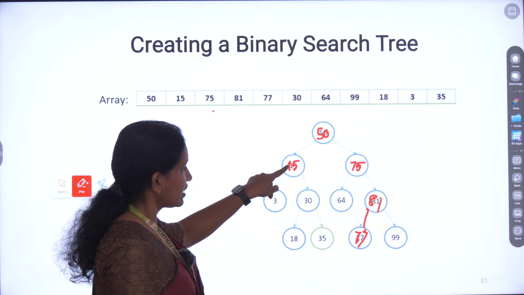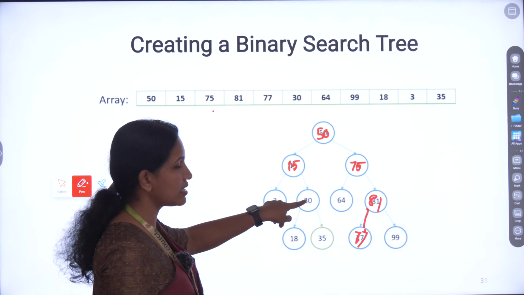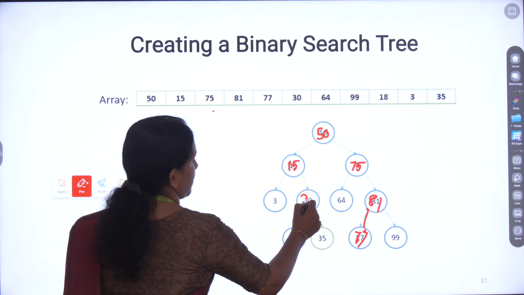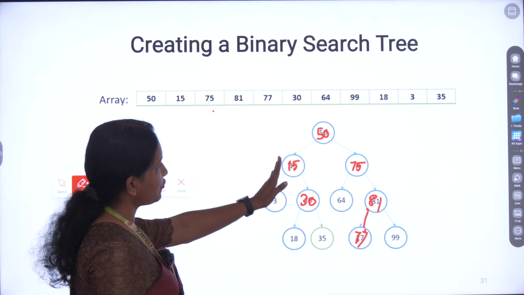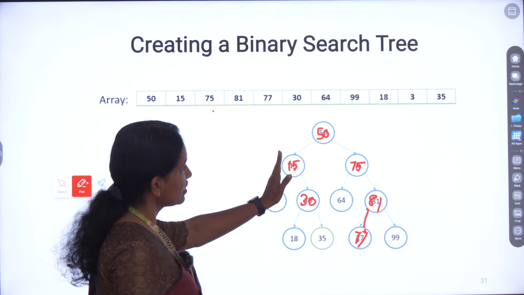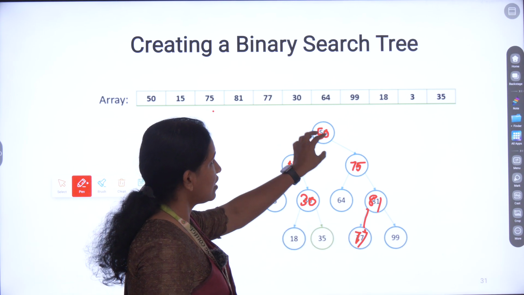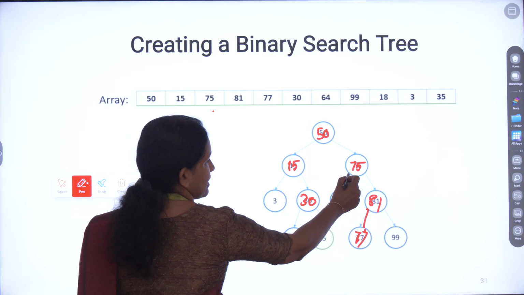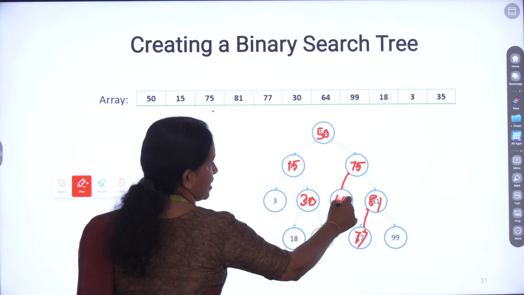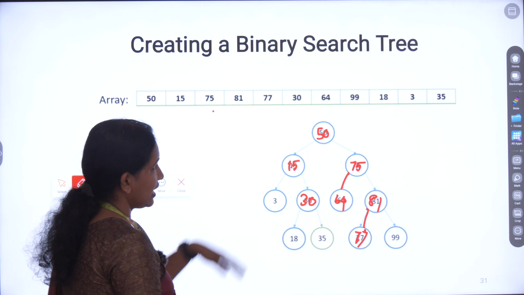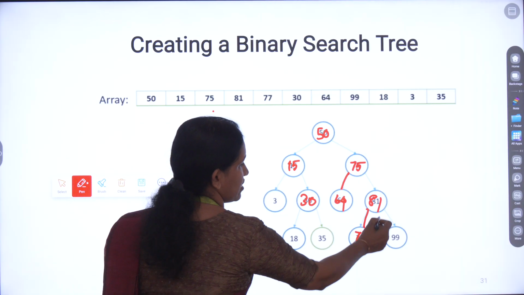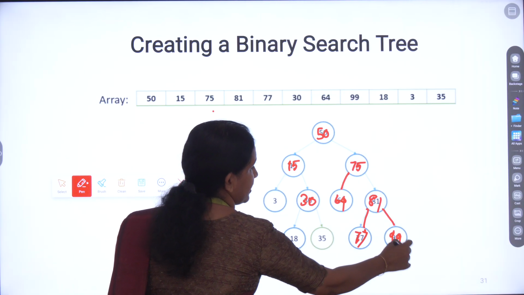Then 15, here it is 15. 30 is greater than 15, so it will be inserted here. Next 64, when 64 comes, it will go to the right side of the root node, and 64, which is less than 75, it will be inserted here. Next is 99. 99 will be going to the right side of 81.